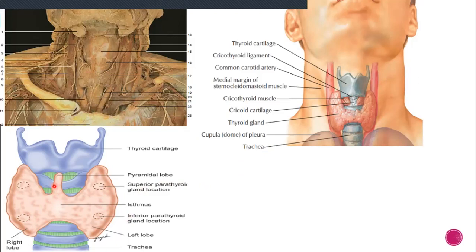Then some people have this pyramidal lobe, which is the remnant of the proliferation of the endodermal cells of the thyroglossal duct. Remember, the thyroglossal duct originated from the floor of the tongue.